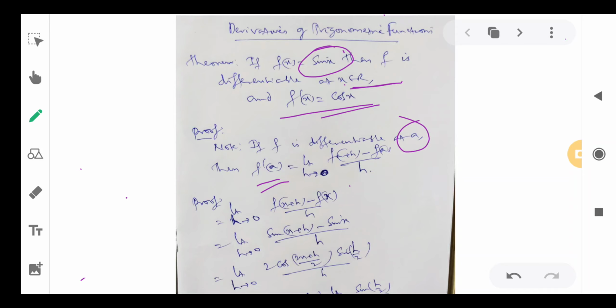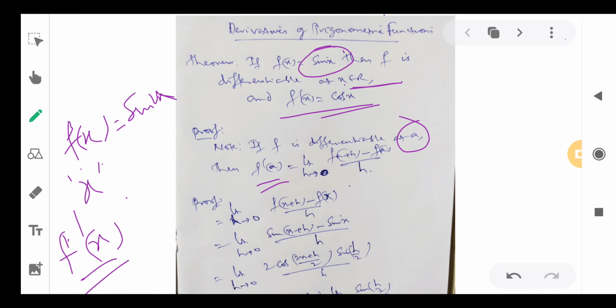Here in our case, because we are working at a point x, the function is sin x. The function is sin x and the point is x. We have to find out f dash x, right? So for that, f dash a will be equal to limit h tends to 0 of f of a plus h minus f of a by h. In our case, in the place of a, just put x. Therefore, limit h tends to 0 of f of x plus h minus f of x by h.